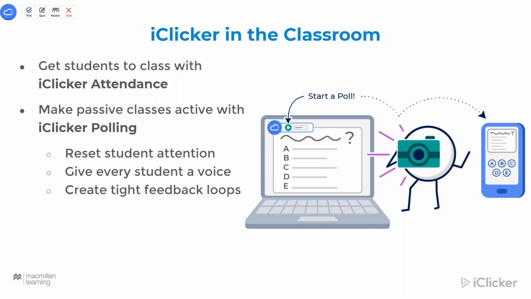iClicker also makes it really easy to create tight feedback loops. If I give a quiz to a student on Friday and Monday I have that quiz to return to that student, that's a super tight turnaround time. But my student, on Friday, they were struggling with the material and the challenge of the questions. And then when they get the quiz back on Monday, the thing that they're going to look at most is the grade on the top of the quiz.